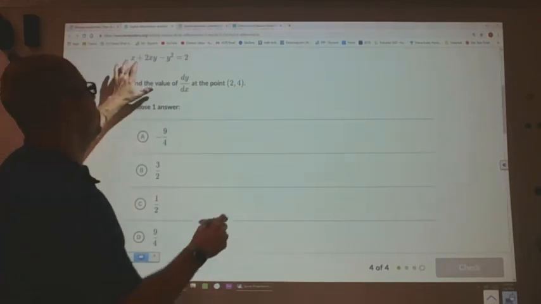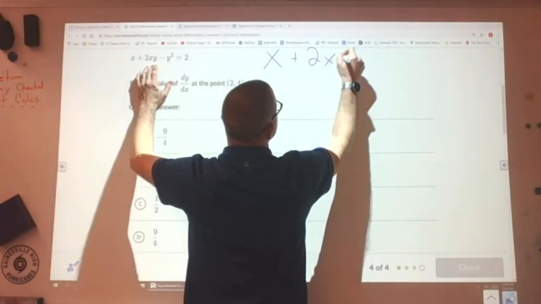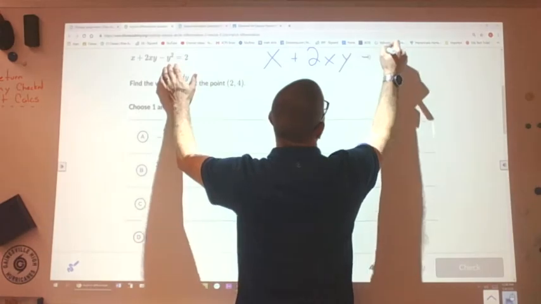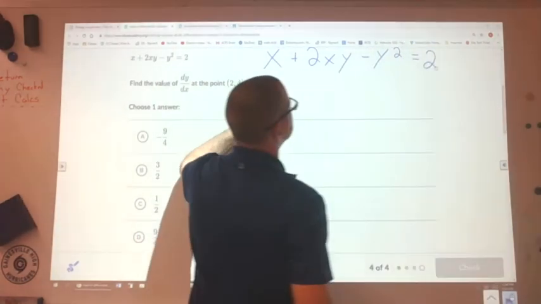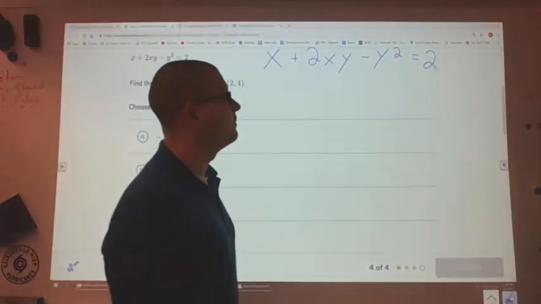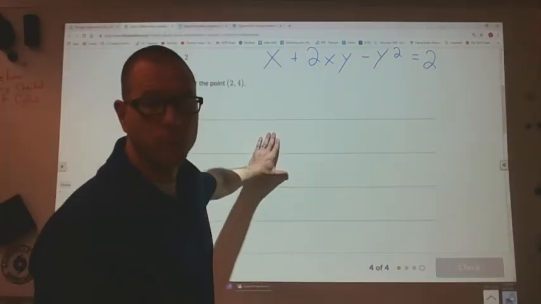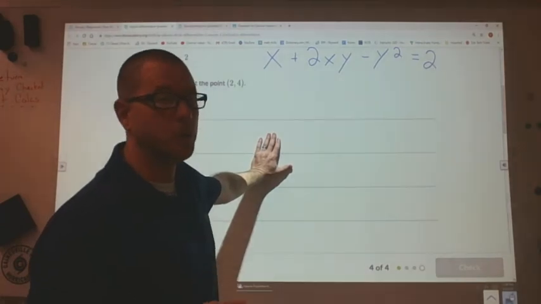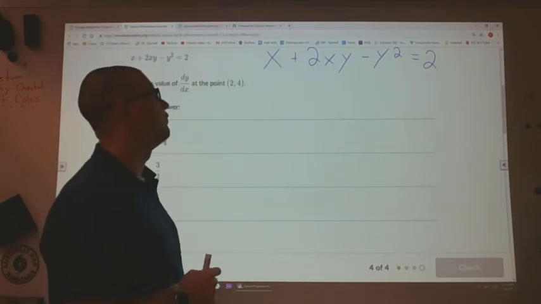But we have x plus 2xy minus y squared is equal to 2. So again, power rule, product rule, power rule, constant. But make sure you look to see what rules you're going to have to use for implicit differentiation, which will either be power rule, product rule, or very rarely quotient rule. But for the most part, you're going to be looking at power rule and product rule for these.